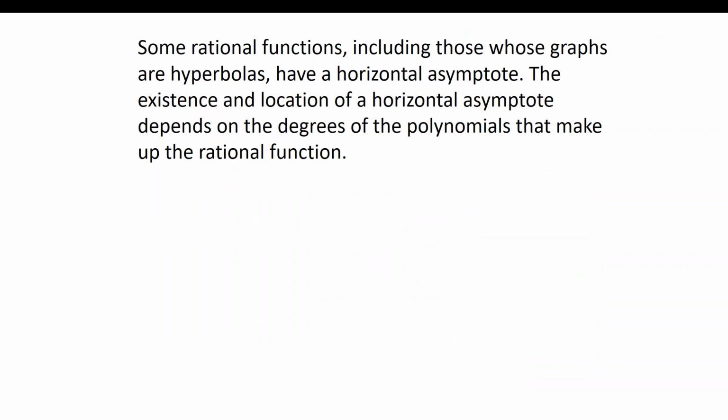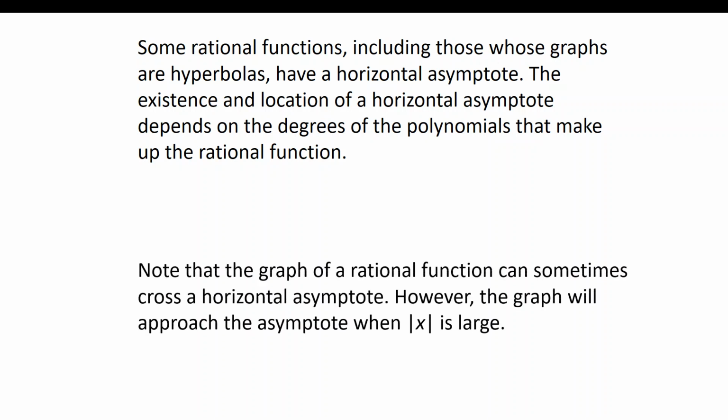All right, some rational functions, including those whose graphs are hyperbolas, have a horizontal asymptote. The existence and location of a horizontal asymptote depends on the degrees of the polynomials that make up the rational function. Note that the graph of a rational function can sometimes cross a horizontal asymptote. However, the graph will approach the asymptote when the absolute value of x is large. And we'll go over problems like this so you can understand what we're talking about.